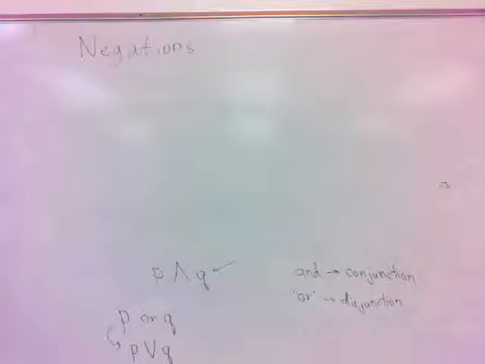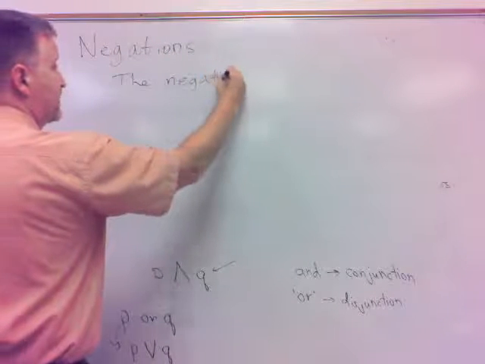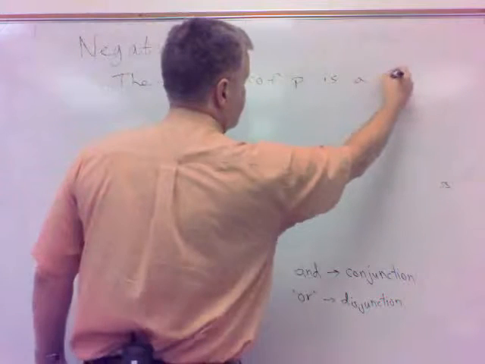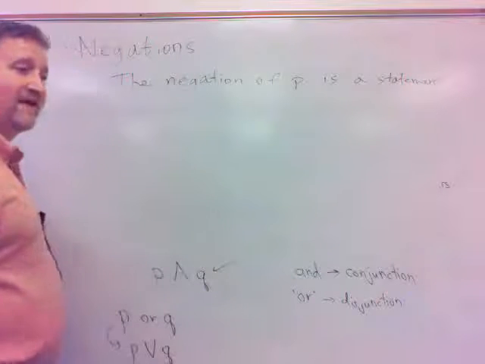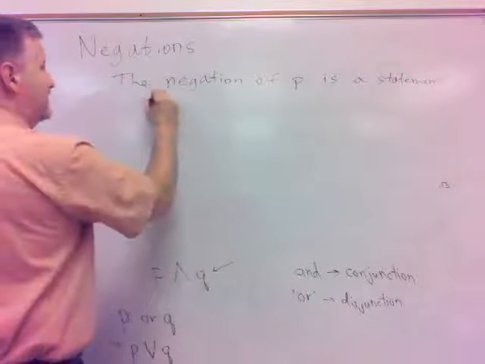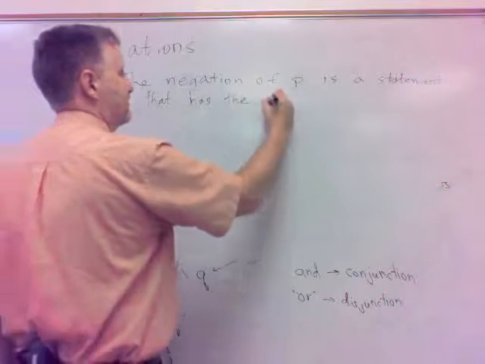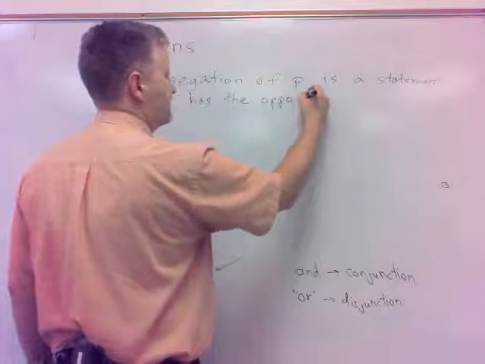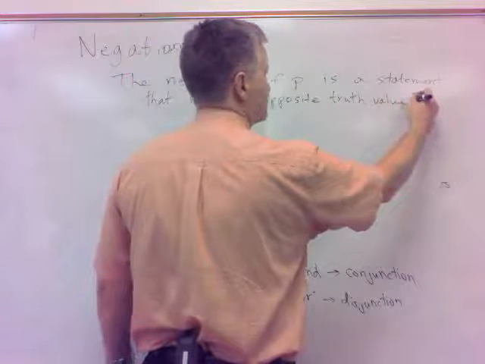It's really a very simple idea. The negation of a statement P is the statement that has the exact opposite truth value. So the negation of P is a statement that has the opposite truth value in all cases.